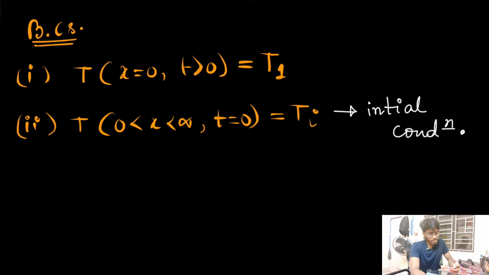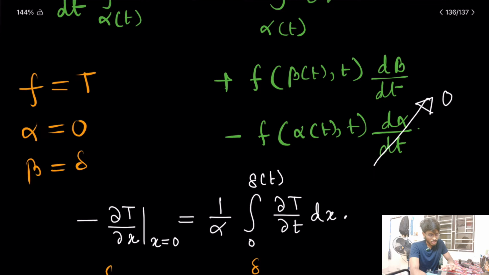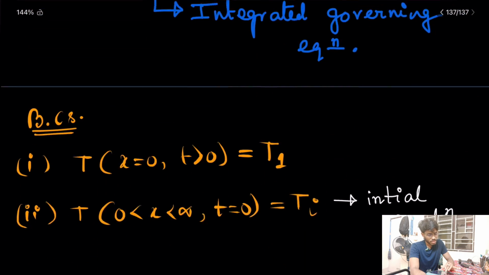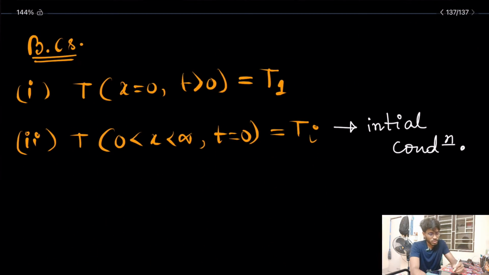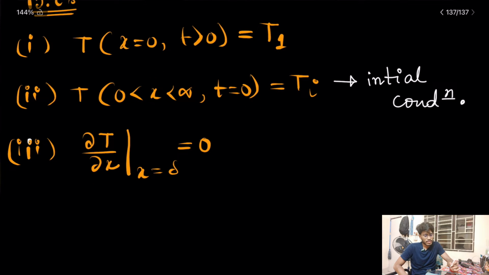Okay, so for time we need only one boundary condition because this is a single derivative in time. But for space we need more boundary conditions. One boundary condition I have already told you, that is del T del x at x equal to delta is equal to 0. Okay, that we know.